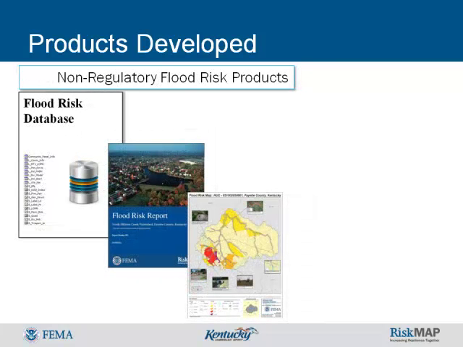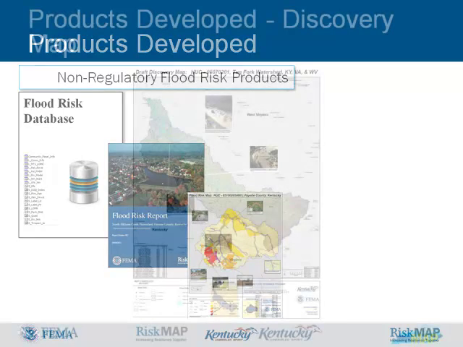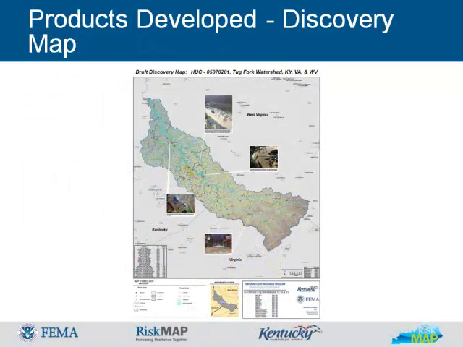The non-regulatory products being created through RiskMAP watershed-based studies include the Flood Risk Database, the Flood Risk Map, and the Flood Risk Report. These products do not seek to replace the regulatory products such as the FIRM Database, Flood Insurance Study, and the FIRM. Those will continue to be produced for each study. The new non-regulatory products are intended to provide additional information to increase flood risk understanding and awareness, risk communication, collaboration, and mitigation. This slide shows an example of a discovery map.